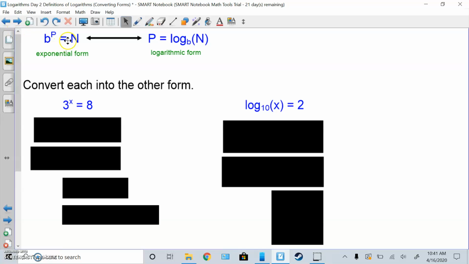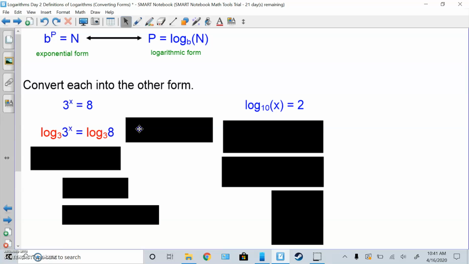All right, last two. Convert each to the other form. So here's the problem from the beginning of the presentation. 3 to what power equals 8? You can use any method you want. You can label the letters and fill in the formula, or I'm going to do the solving one. Because I'm going to get rid of this exponent, I'm going to take a log of both sides. I'm going to use log base 3. So that's the first step, log base 3 of both sides.